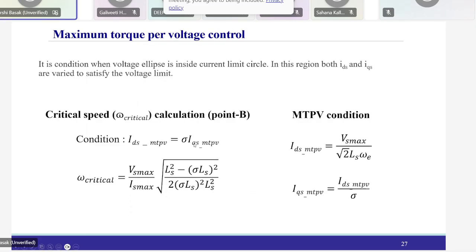The critical speed is given by this expression. The condition for critical speed is given by this expression, and this is the condition for MTPV. The IDS for MTPV you can calculate using this expression. IQS for MTPV you can calculate using this expression.